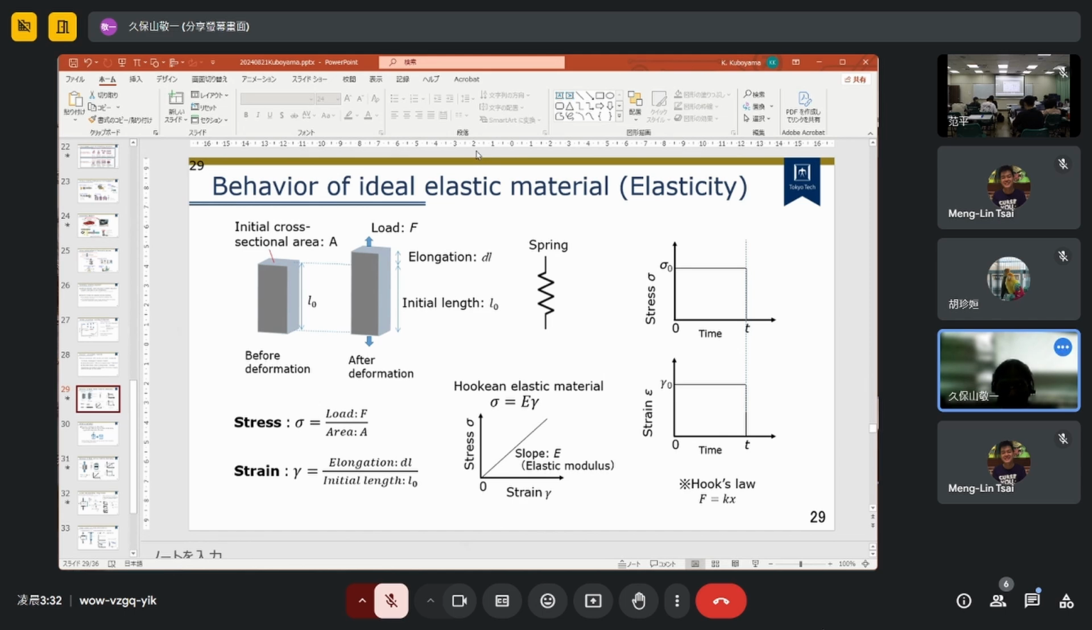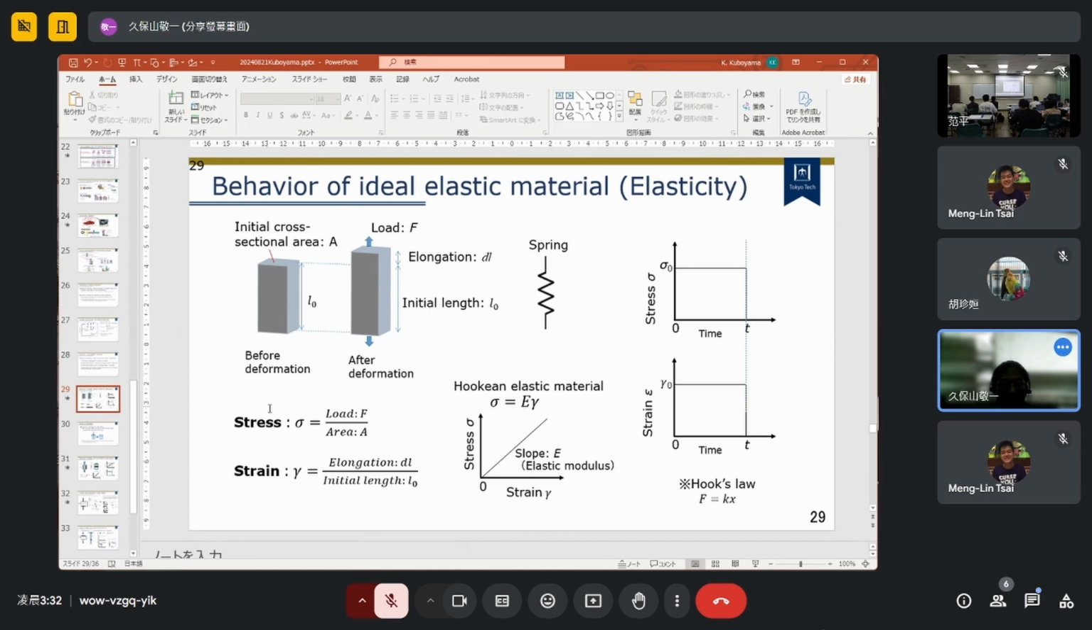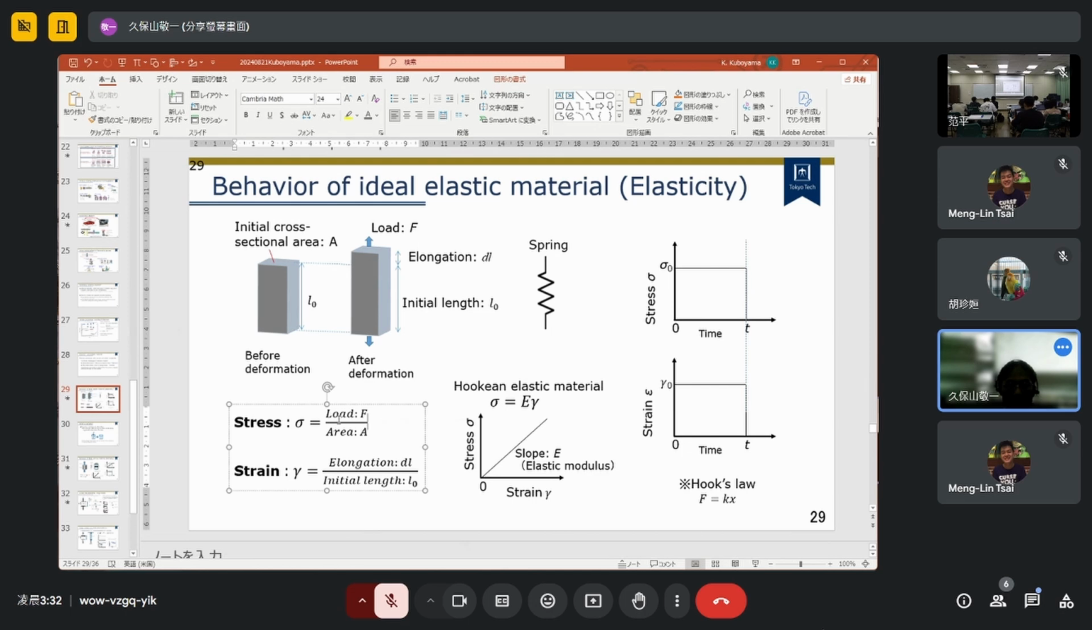This one is the ideal case. When you think about rectangular plastic materials like this, if the initial length is L0, and when you elongate the sample, the elongation becomes dl. In this case, stress is defined like this: load, the applied force, divided by the initial cross-sectional area. That is the definition of the stress.